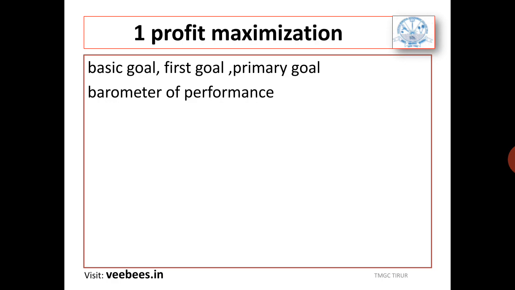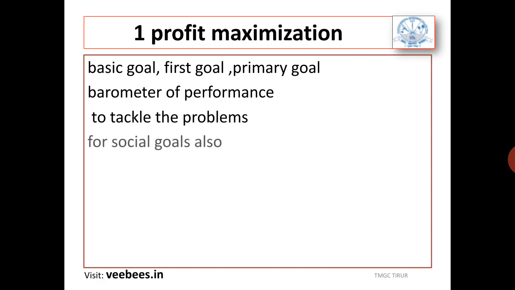The proponents of this goal are arguing that profit is the barometer of performance. In order to evaluate the performance of the company, profit is to be evaluated, it is to be maximized. And another justification is that profit maximization is essential in order to tackle the problems. A firm will have different financial problems. All these financial problems can be solved only if there is higher profit.